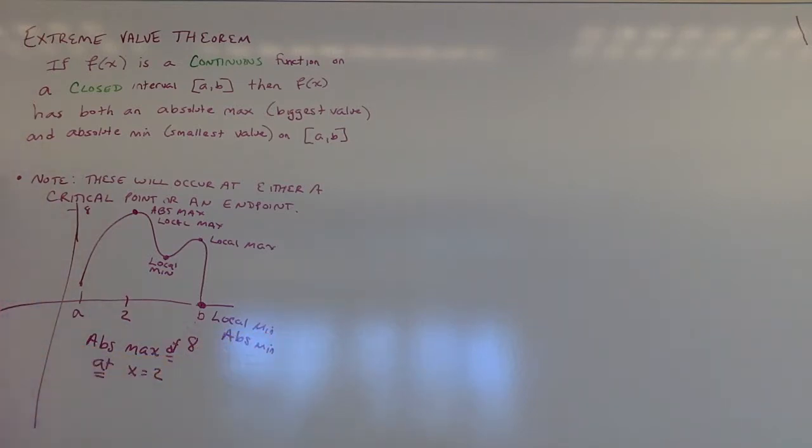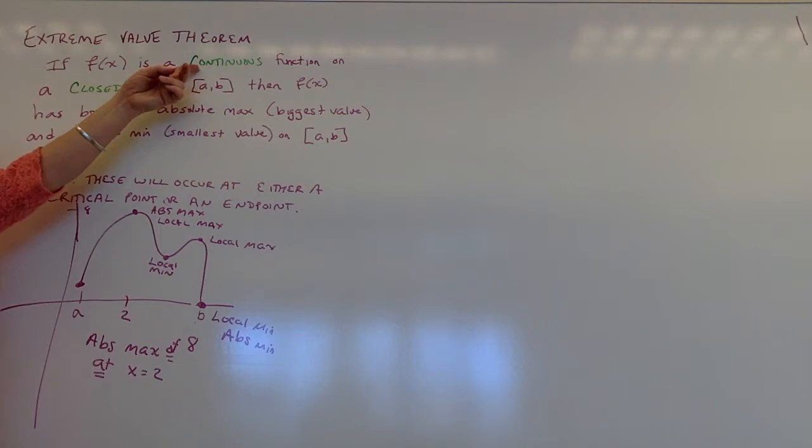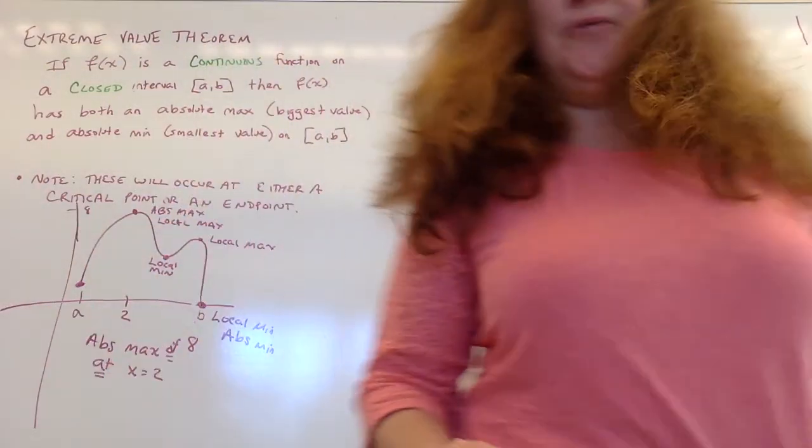And what this theorem says is no matter how you draw it, as long as you're closed, so you include your endpoints, and as long as it's continuous, I can trace the function without ever having to lift up my pen, then the function has both a biggest value and a smallest value. So we just want to take a minute and say, well, why continuous and why closed? So let's address continuous first.